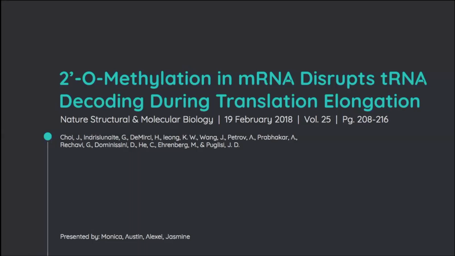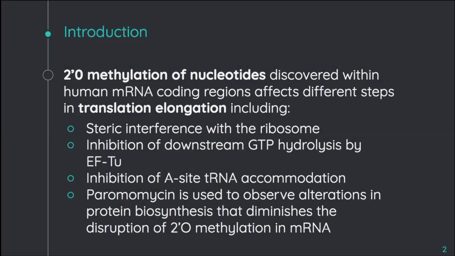And our group did a presentation over the article titled 2' O methylation in mRNA disrupts tRNA decoding during translation elongation. Knowledge over post-transcriptional modifications of mRNA is increasing as the number of known post-transcriptional modifications increases. This study takes a look at how more recently 2' O methylation of nucleotides has been observed as a frequent modification in translated regions of human mRNA. Though little about the actual modification mechanism and function is known, this paper took a look at how the elongation stage is disrupted by the 2' O methylation of the mRNA.